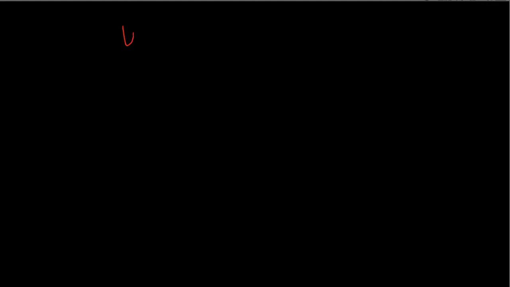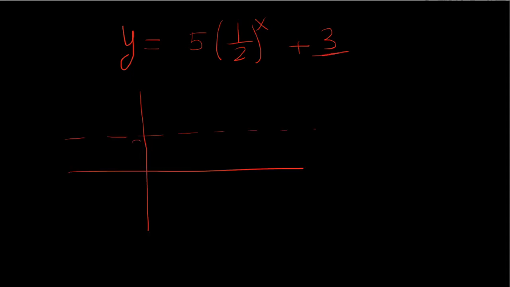Let's start with the first graph. We have y equals 5 times 1/2 to the x plus 3. The first thing to notice is that this 3 is going to be the horizontal asymptote. And the idea is that as x goes to infinity, 1/2 to the x is going to go to 0. So you have 5 times 0 plus 3, and that's going to be 3.